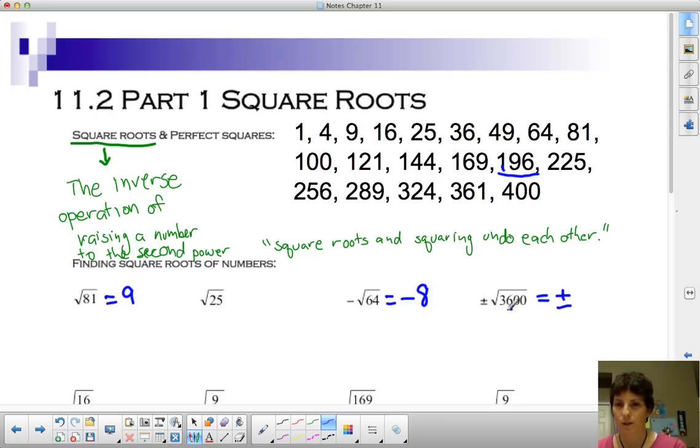And here's the beginning of our next little piece: 36 is a perfect square, and 3,600 is made up of 36 times 100. 100 is a perfect square. So I need to take the square root of 36 times the square root of 100. The square root of 36 is 6, and the square root of 100 is 10. So 6 times 10 is 60. We can work our problems that way.